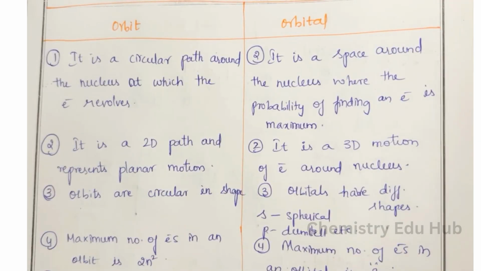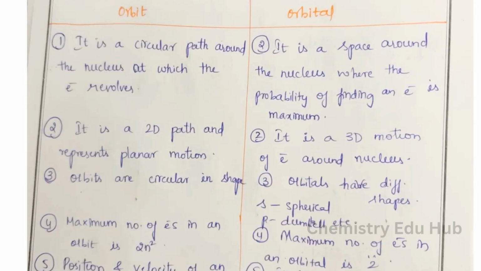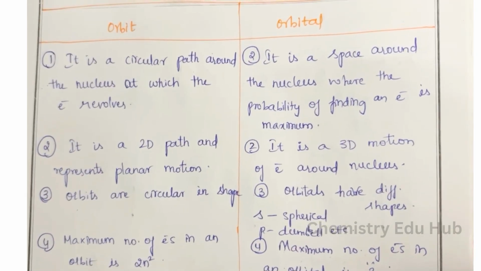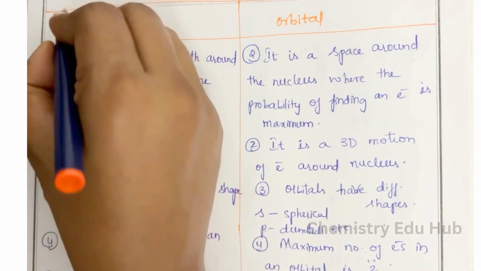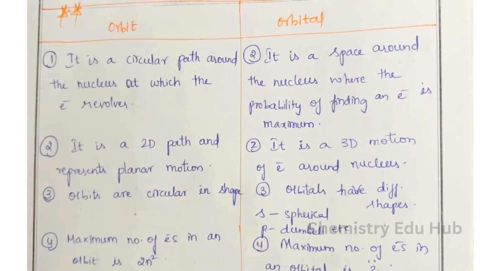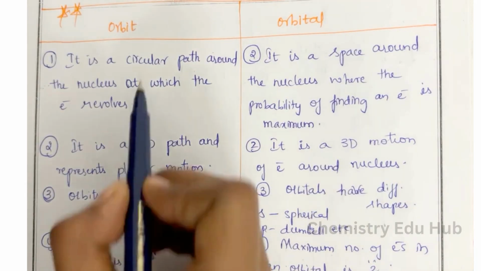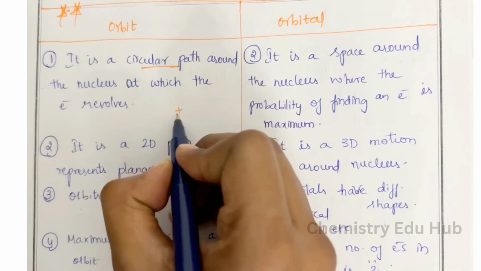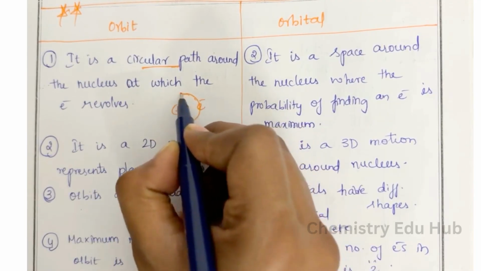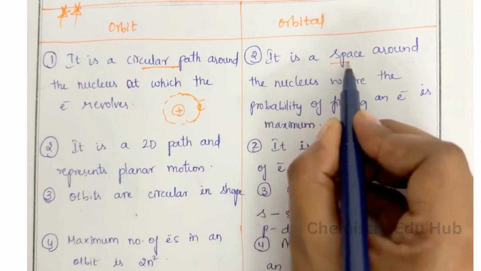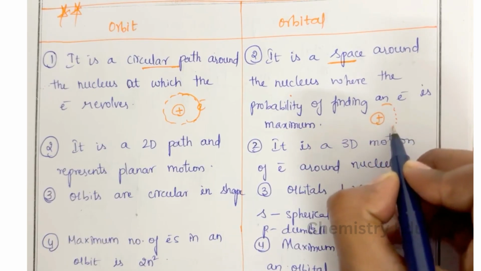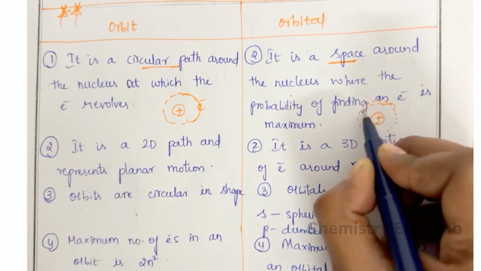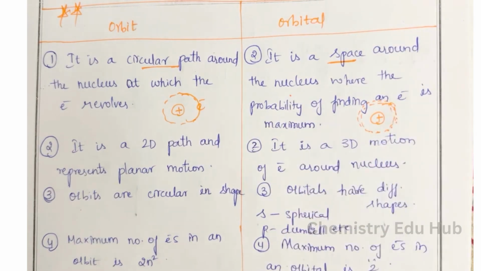We can expect questions like draw the shapes of spd orbitals for 1 mark, 3 marks or 5 marks, but most important question that can be expected in this topic is the differences between the orbit and the orbital. So what is an orbit? It is a circular path around the nucleus where the electron is revolving. This is the orbit. But what about the orbital? It is a space around the nucleus. If this is the nucleus, it is a space around the nucleus where the probability of finding electron is maximum. That is simply the definition of orbit and orbital.